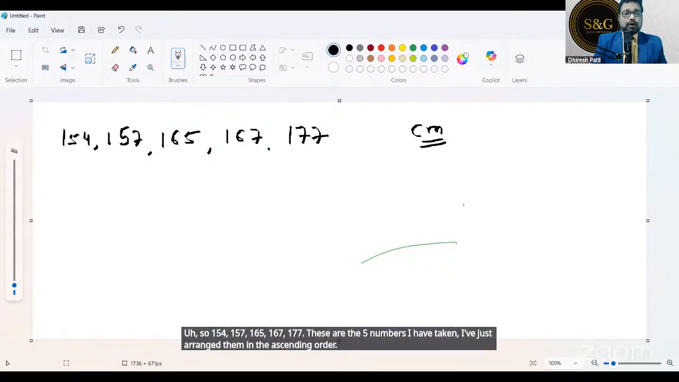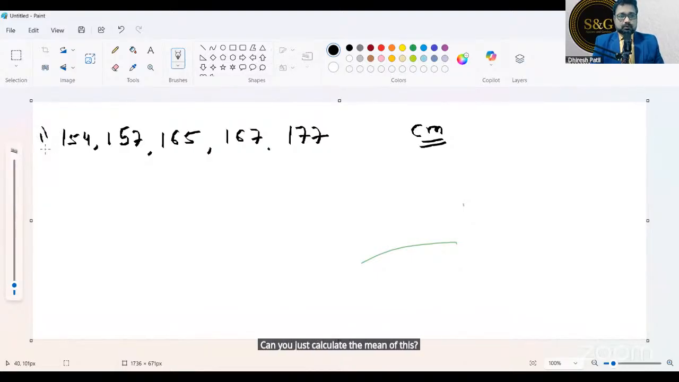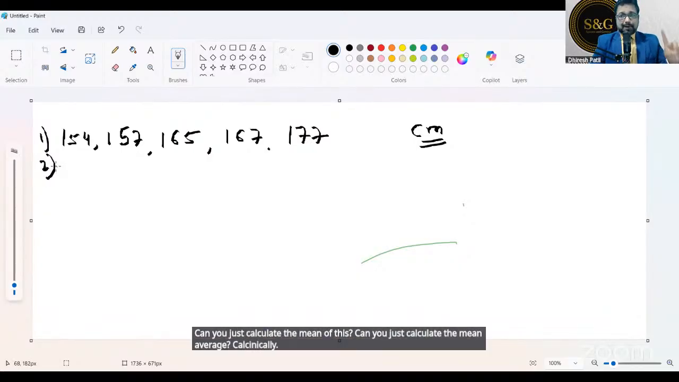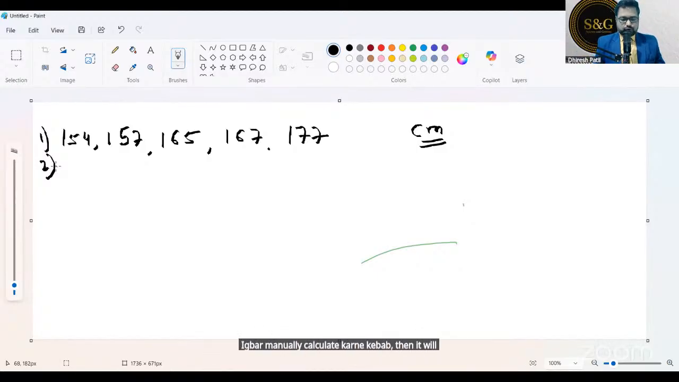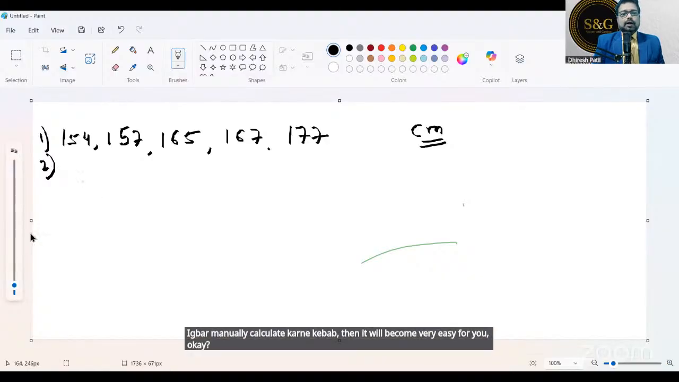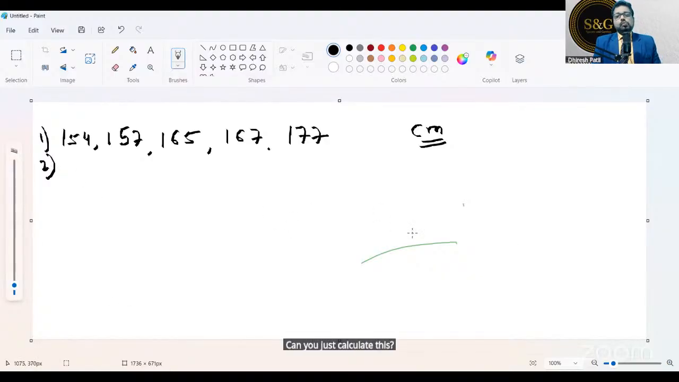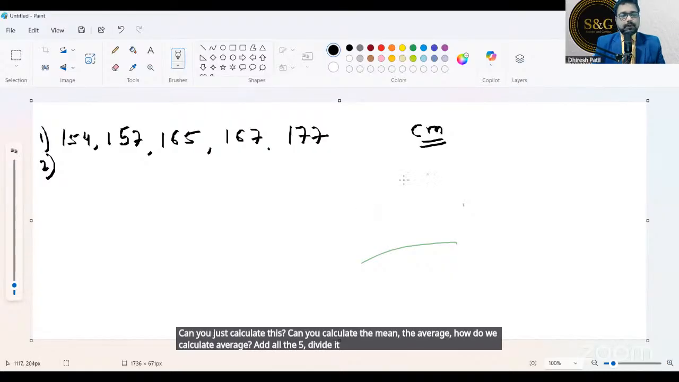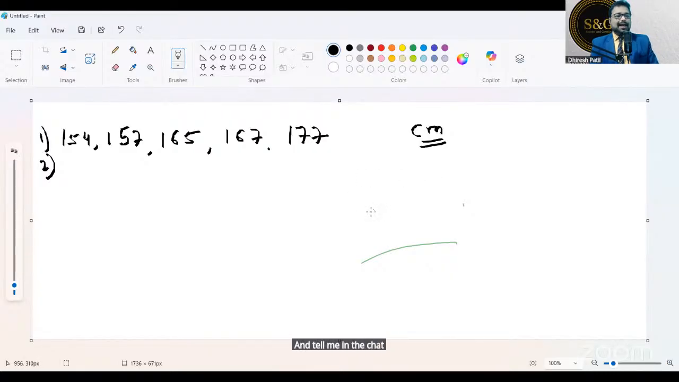Now, let's do one thing. Can you just calculate the mean, the average? Take out your calculator quickly. You have to do it manually, calculate it once. After calculating manually once, it will become very easy for you. How do we calculate the average? Add all the five, divide by five, and tell me in the chat box. Take out your calculator and calculate the average. I'll just wait for you.